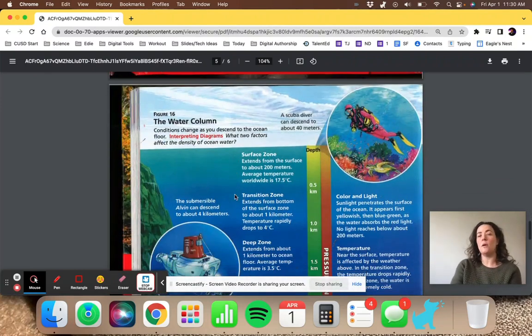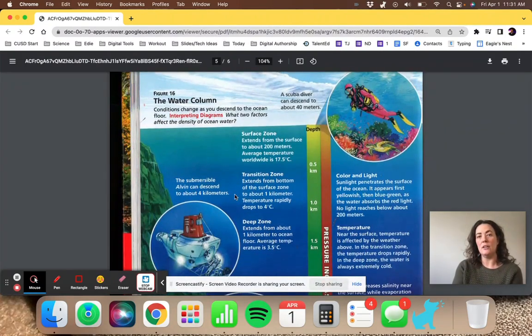So here's a picture of the water column. We're going to be doing something like this in our packets, but you'll see here that this is a scuba diver with a tank on. A scuba diver can descend to about 40 meters, or about 120 feet, below the surface before it becomes dangerous.